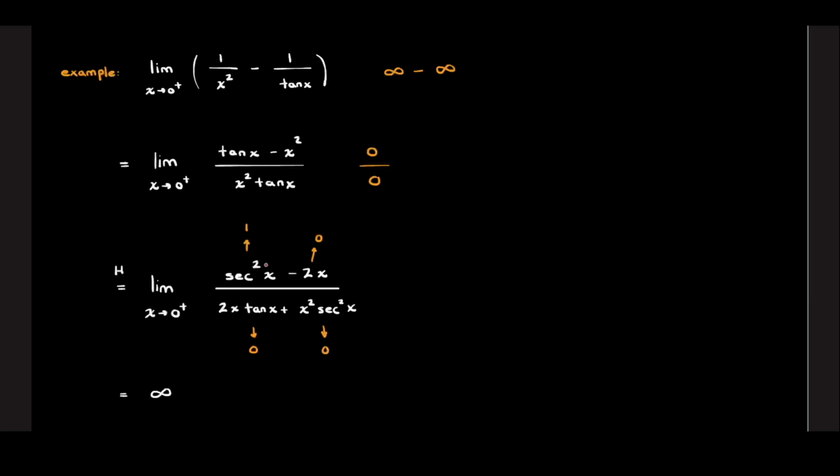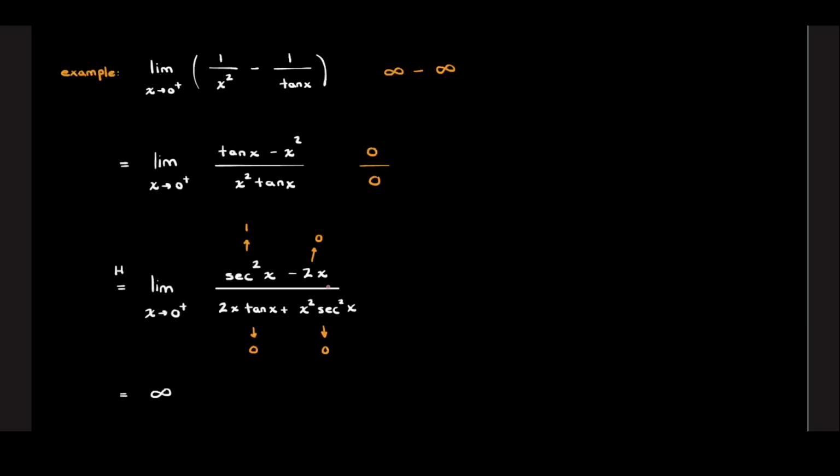Let's differentiate the top. The derivative of tangent is secant squared. The derivative of x squared is just 2x. To differentiate the bottom, we will have to use a product rule. So we differentiate the first function, that gives us 2x. We keep the second function the same. Plus, you keep the first function the same, and you go ahead and differentiate the second. The derivative of tangent is secant squared.